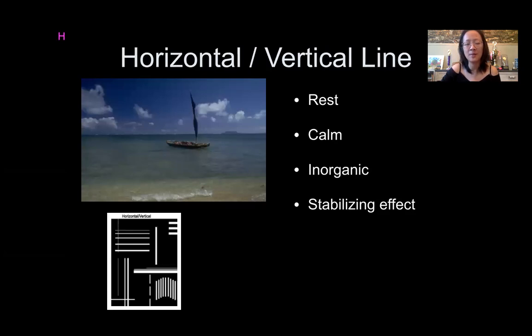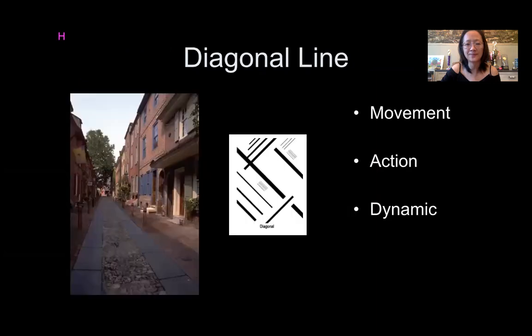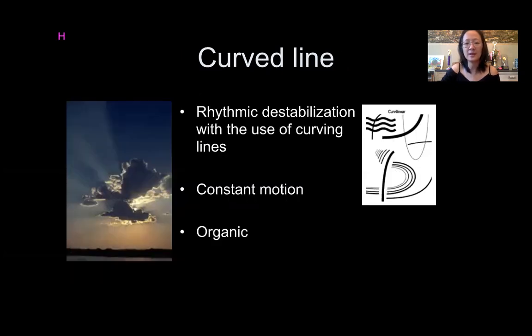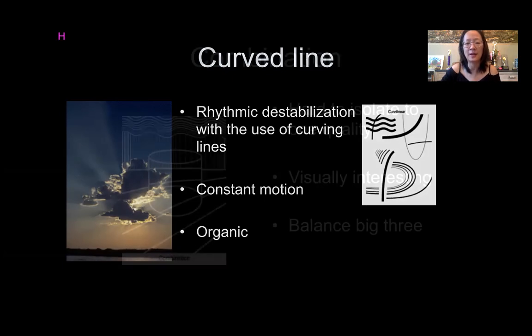So here, back to the quality of these different lines. Rest, calm, and stabilizing effects are typical features for horizontal and vertical lines. And diagonal lines suggest movement, action, and dynamic feeling. Curved lines can rhythmically destabilize the whole composition. They could suggest constant motion, and it means something that's organic.